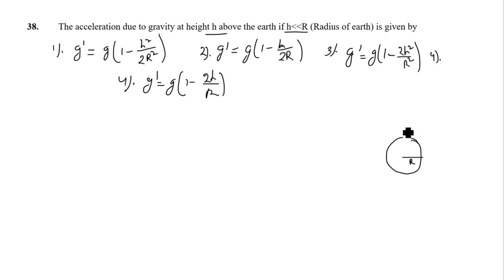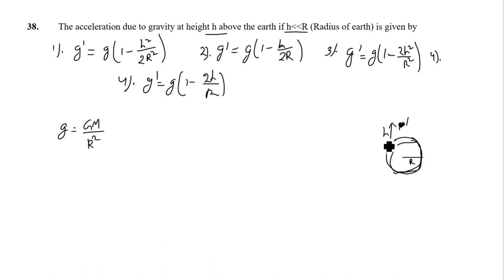Find out the acceleration due to gravity at a point at a distance h. We know the acceleration due to gravity formula is g = GM by r square, which is on the surface of the earth.